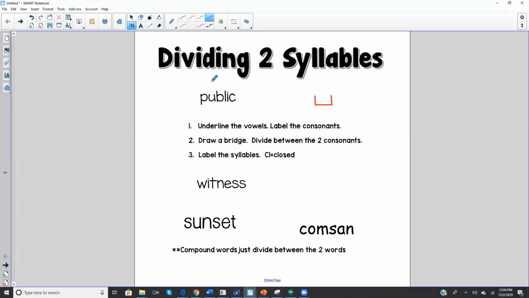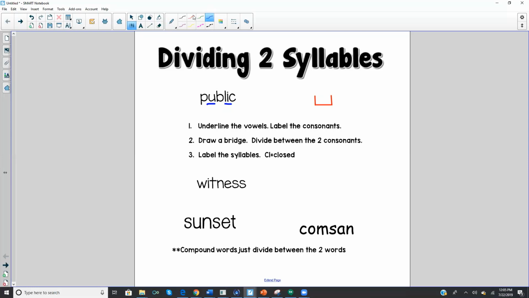So what are the two vowels in this word here? Don't read the word yet. Just tell me what the vowels are. U and I. So the first thing we do is we underline the vowels. Okay? The next thing we do is we draw a bridge between the two vowels.